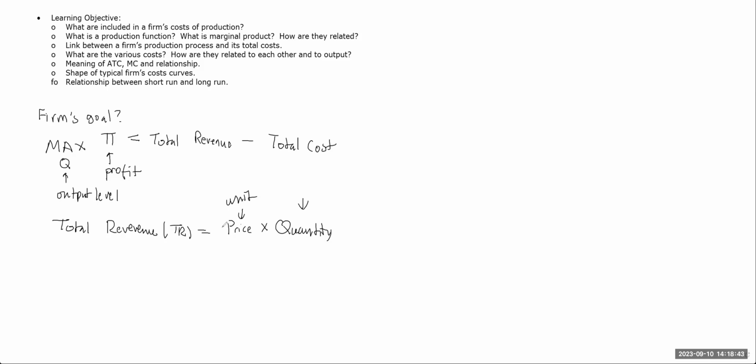So unit price. To get total revenue, if we know that Domino's sells a slice of pizza at $5 each, and today they sold 100 slices of pizza, 5 times 100 is $500, their total revenue. Okay, that's total revenue. All right, total cost. What is total cost?